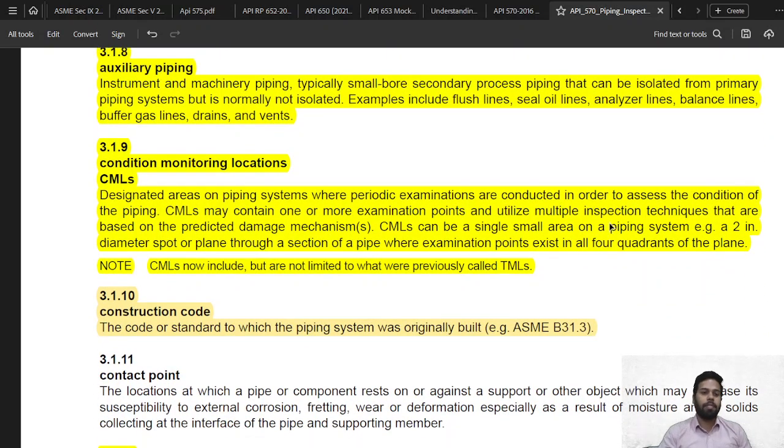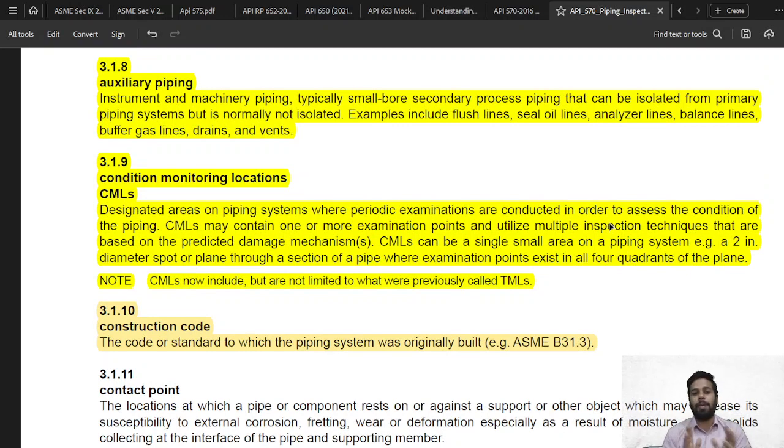Auxiliary piping, instrument machinery piping, is typically small bore secondary process piping that can be isolated from primary piping systems but is not normally isolated. Examples include flush lines, seal oil lines, analyzer lines, balance lines, buffer gas lines, vents, drains, etc.